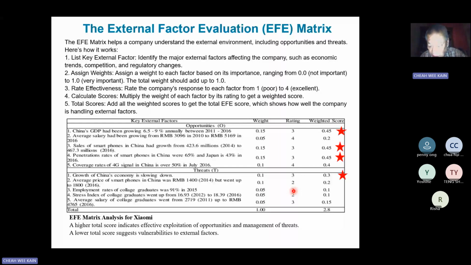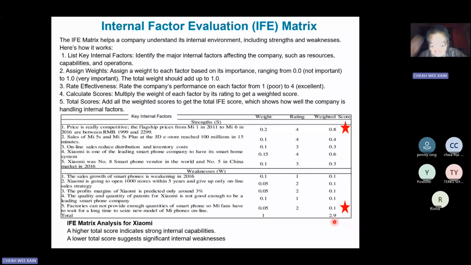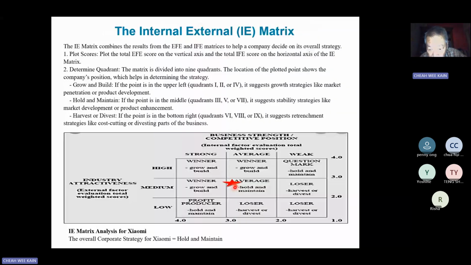Okay? For internal factor. So you actually got a chart here. The chart here is called the IE matrix. So one is 2.8 and one is 2.9. Somewhere around here. So your company Xiaomi is actually a little bit above average here, so you should be able to hold and maintain.